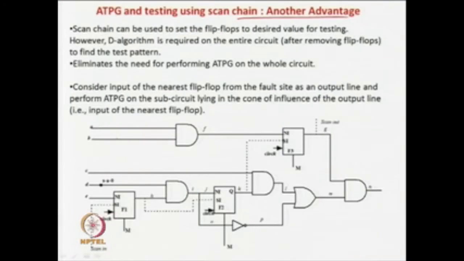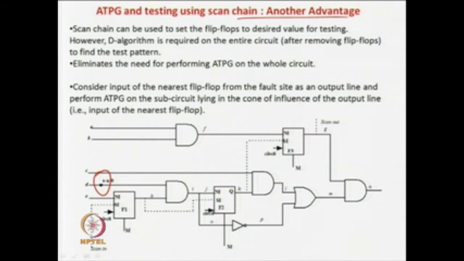So, let us say this is a new circuit, we have added this part of the circuit to illustrate the concept. Let us take a stuck at 0 fault over here. Now, if I want to use the standard approach we were discussing, what you will do? You will remove this flip flop, connect them here, remove the flip flop, connect it here, remove the flip flop, connect it here, and do an ATPG on the whole circuit. But, it takes some time and complexity.